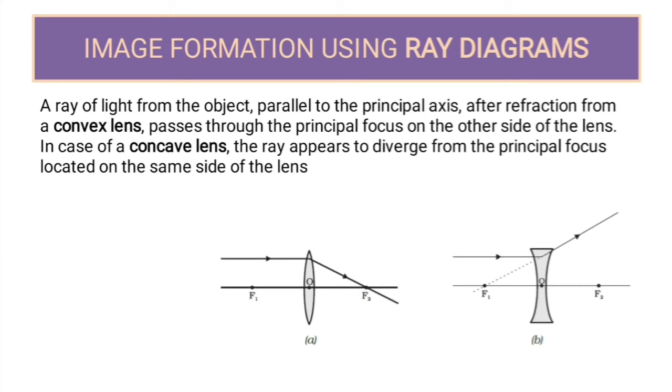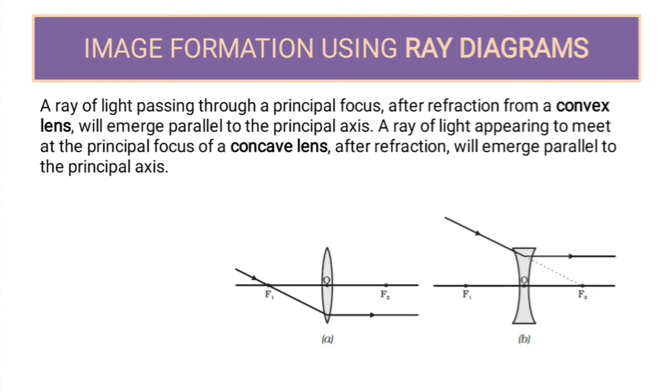Whereas in case of concave lens, if the ray is coming from infinity, these parallel lines indicate that the ray of light is coming from infinity, the object is at infinity. So if it is coming from infinity, it will diverge. However, if you geometrically construct this diverged line backwards, it will pass through the focus. Okay, so that's what happens in case the object is at infinity.